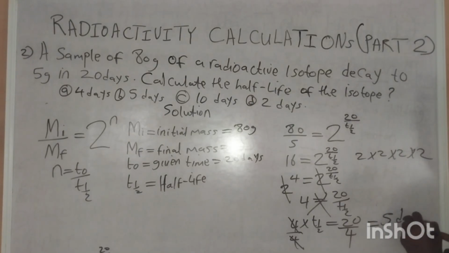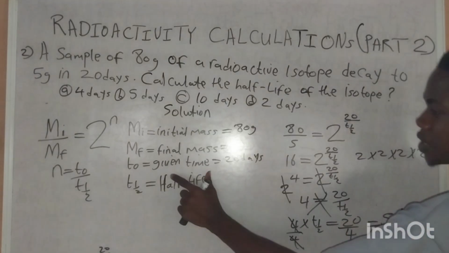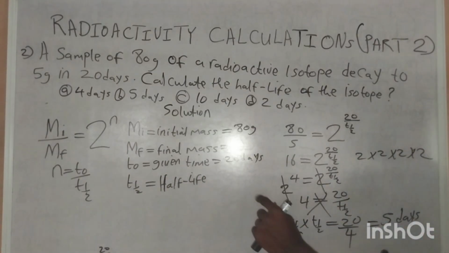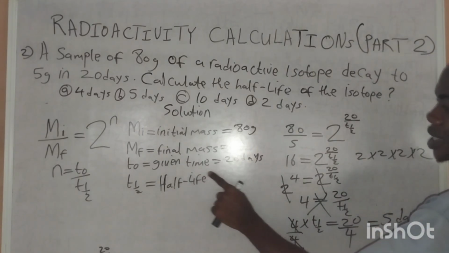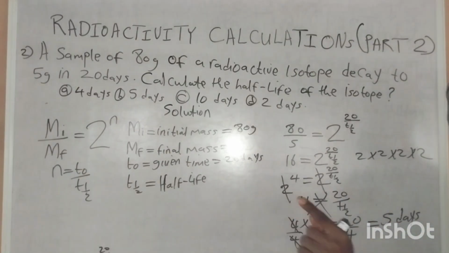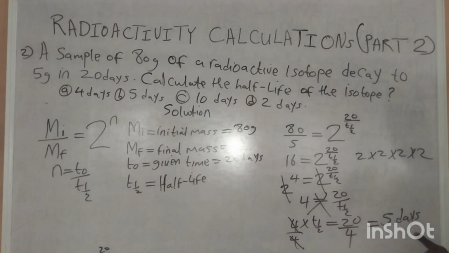So our half-life is 5 days. Don't forget, please take note that the unit of half-life and the unit of given time, which happens to be T naught, must be the same. Say the unit of given time is days; it also means that the unit of half-life must also be in days. So therefore, our half-life is 5 days. This is what we got as our answer.